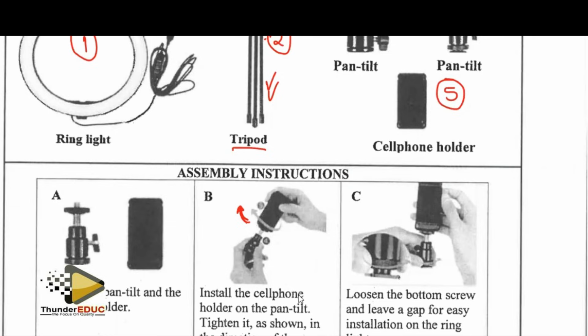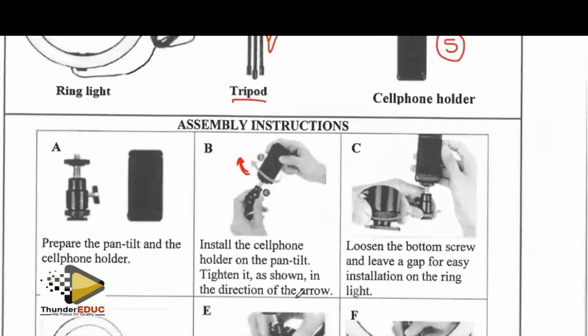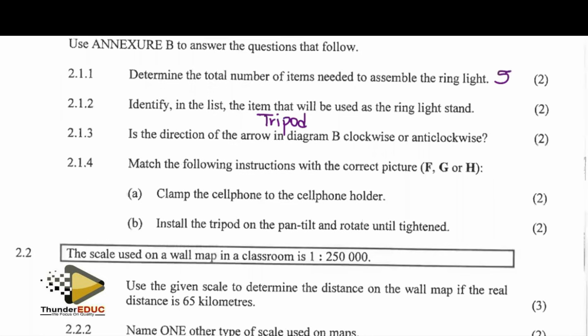If you want to know whether it's clockwise or anti-clockwise, you need to know how the wall clock moves. The wall clock moves in this other direction, like this. Imagine the clock was here, so look at it. So the answer here is supposed to be clockwise.